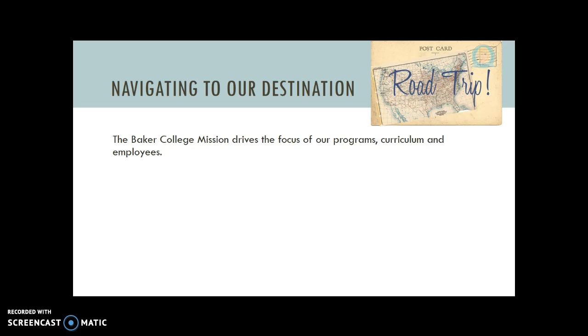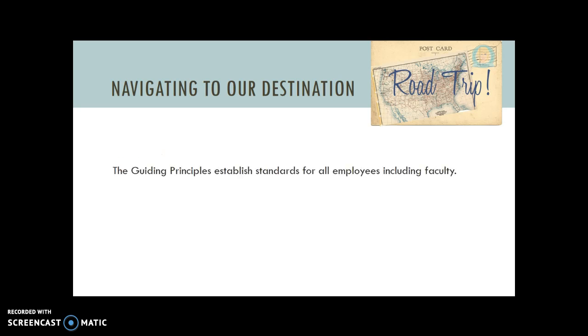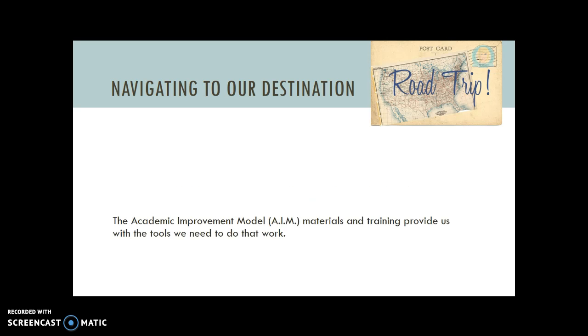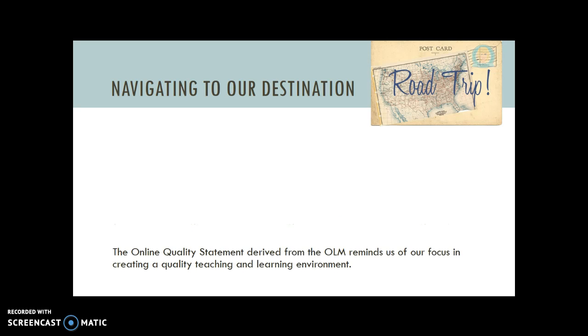There are many components influencing how we create quality teaching in a learning environment. The first is the Baker College mission, which really drives the focus of our programs, curriculum, and employees. The guiding principles establish standards for all employees, including faculty. The online learning model becomes the foundation for the work faculty do with our students in the classroom. The academic improvement model, or AIM, training, and materials provide us with the tools we need to do that work. And then the online quality statement, which was derived from the online learning model, reminds us of our focus in creating a quality teaching and learning environment.